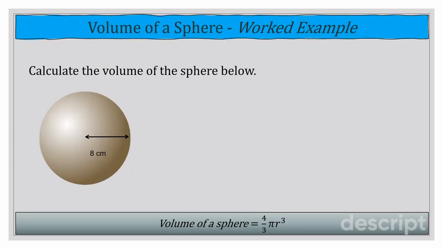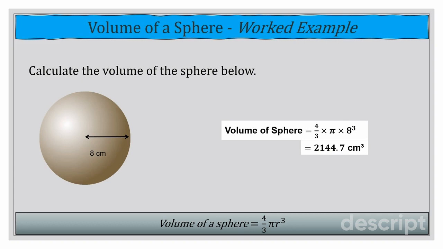Let's understand this with this worked example. Here the radius is given as 8 centimeter. So as per the formula, what I need to do is just replace r with 8. So 4 by 3 times pi times 8 cube. If I put the entire equation in my calculator, I'll get the answer as 2144.7 centimeter cube. And this is how I'll work out the volume of the sphere.